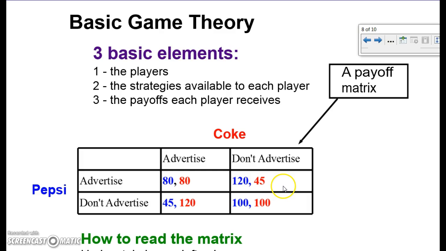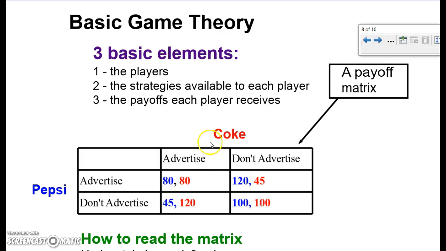Then we move over to the right-hand column. What if Coke doesn't advertise? Should Pepsi advertise and get 120 or not advertise and get 100? Well, again, advertising looks like the better outcome. So if Coke advertises, Pepsi should advertise. Coke doesn't advertise, Pepsi should advertise. Both indicators tell us they should advertise, so that is what we call a dominant strategy. And we can predict that Pepsi will advertise.